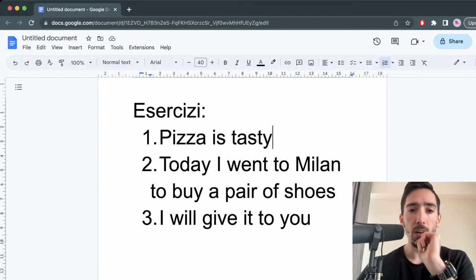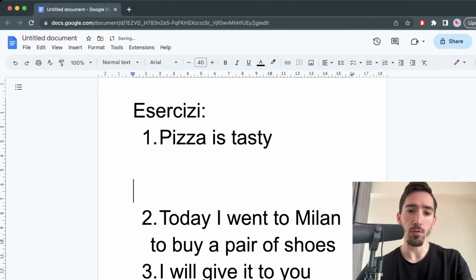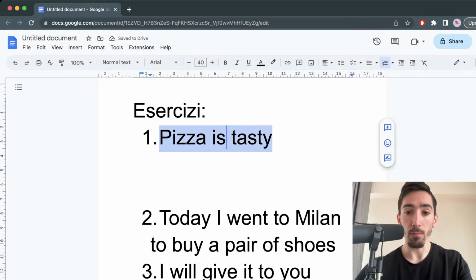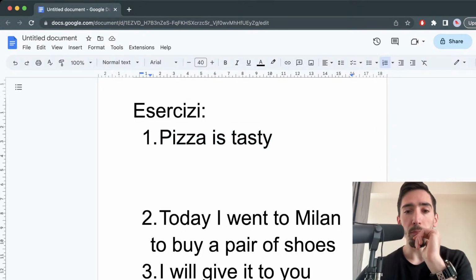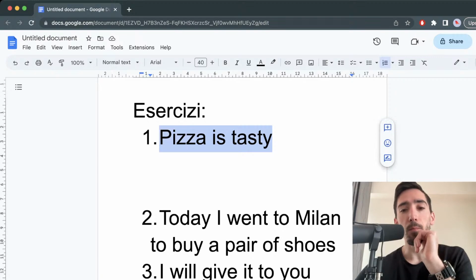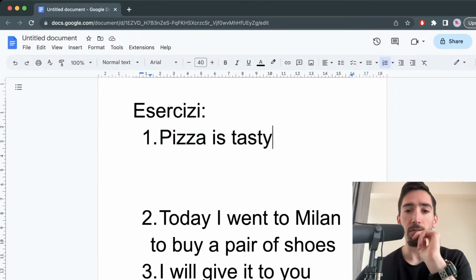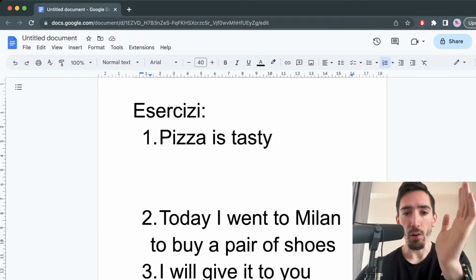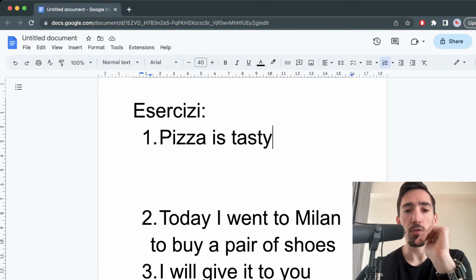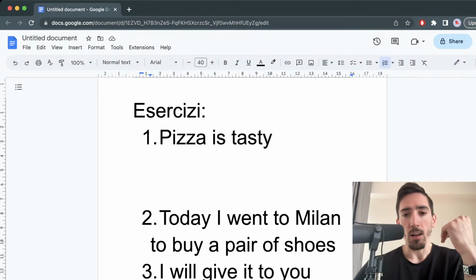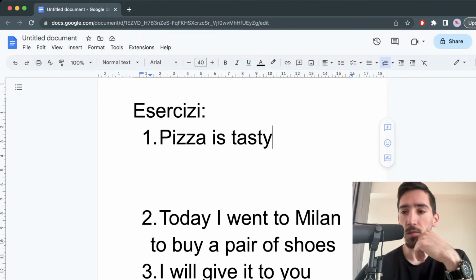So I would like for us to begin by translating this sentence. Pizza is tasty. It's a very simple sentence, but let's see if it is easy enough or not. I would like this to be as interactive as possible, and I'm happy with driving, but it's good to have input from the crowd, input from the students.